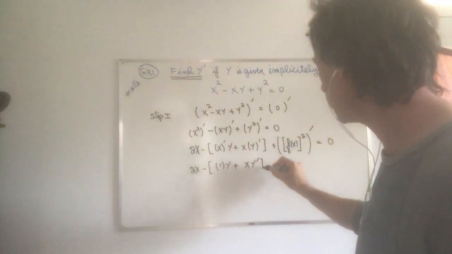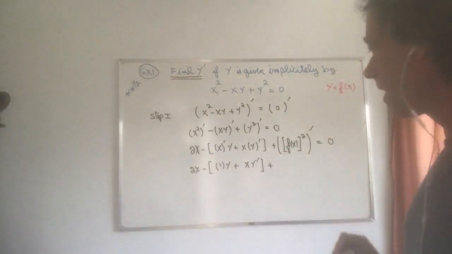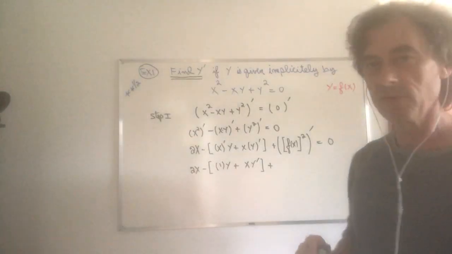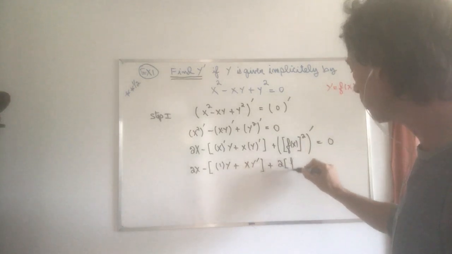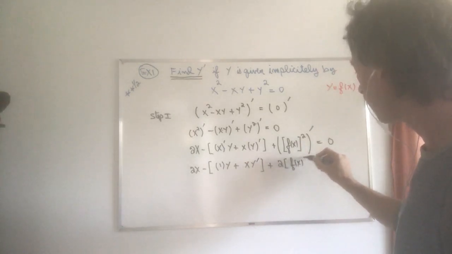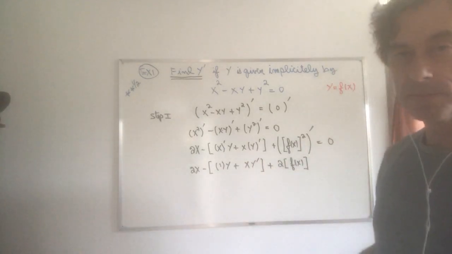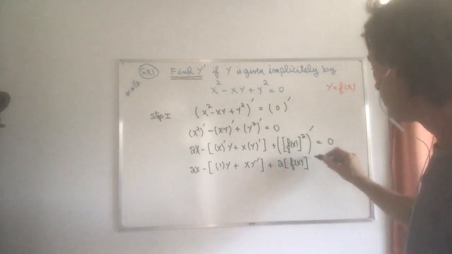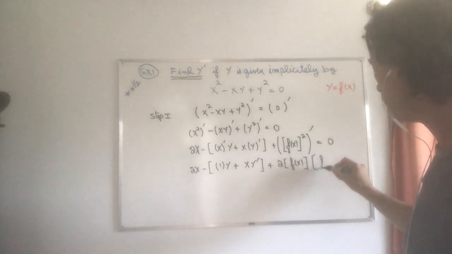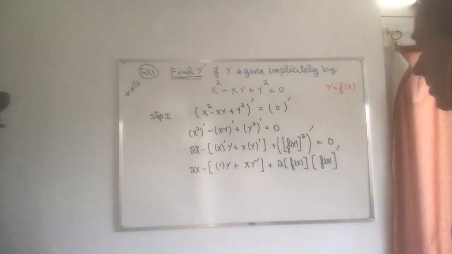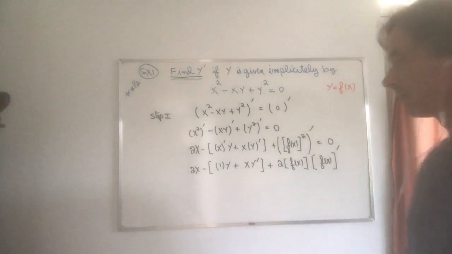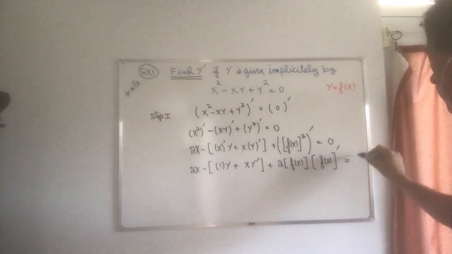I can't change it. Here comes my power rule. Here comes my chain rule for function. Bring the 2 in front and the power goes to minus 1. So 1, right? The power. Times, if you remember chain rule, you need to take the derivative of the inside. So times f of x prime equals 0.